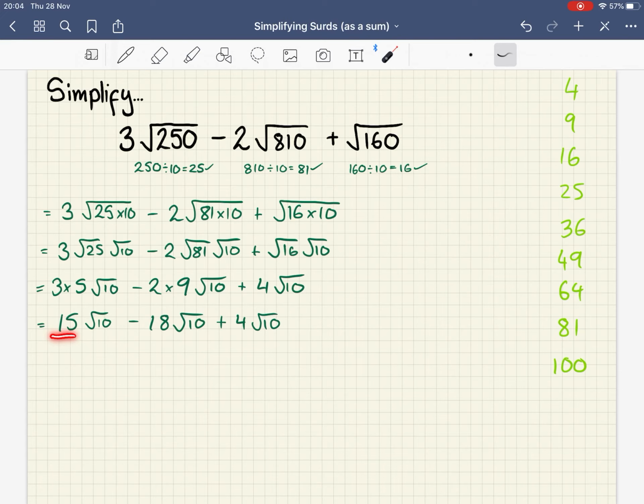Just doing those little multiplications now, setting myself up for the last part. And now we need to collect it all together. So I've got 15 take away 18 plus 4. Well, 15 take away 18 is going to give me negative 3. Plus 4, that will get me to 1. So I've got 1 root 10. Or realistically, I should just write root 10.